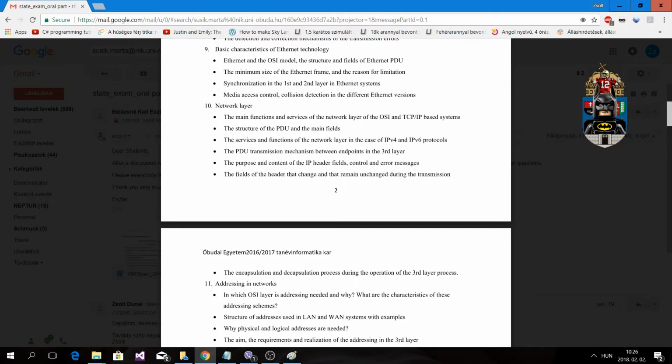The fields of the header that change and remain unchanged during transmission. As I said, the source and destination IP will not change during the transmission, but for example the time to live will change, and I don't know which others change during the transmission. The encapsulation and de-encapsulation process during the operation of the third layer, I've told about this, and that's it.